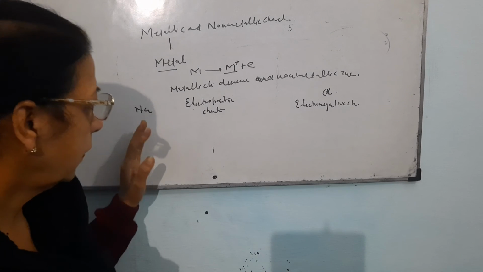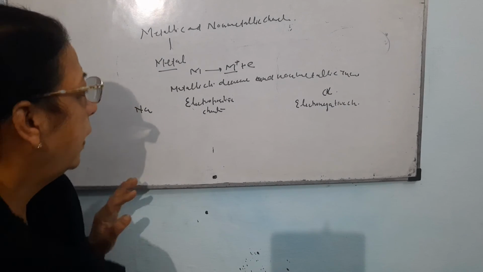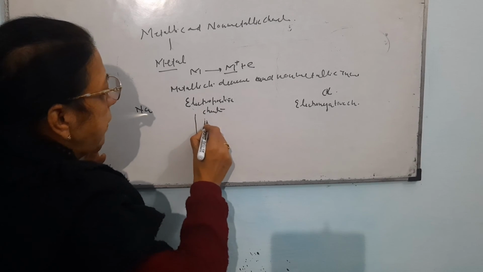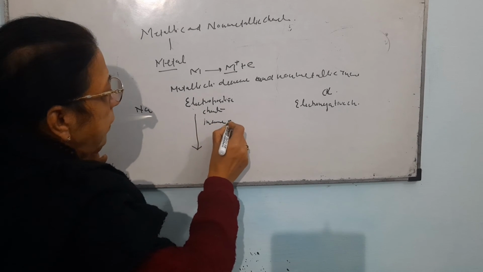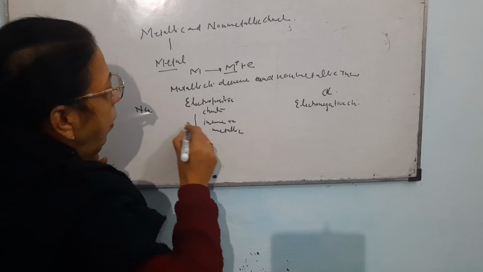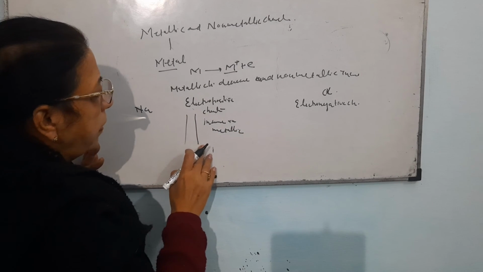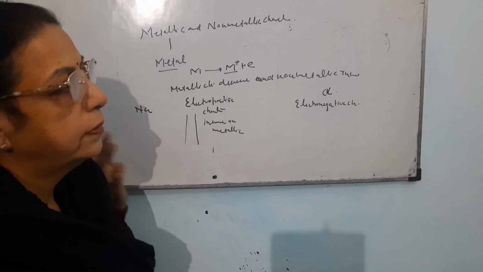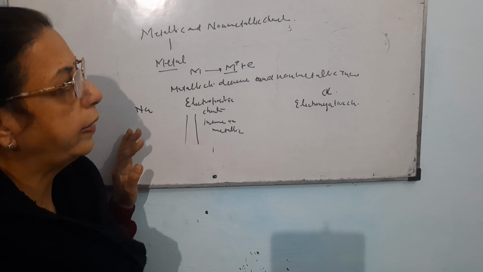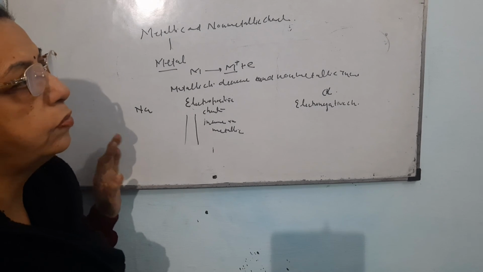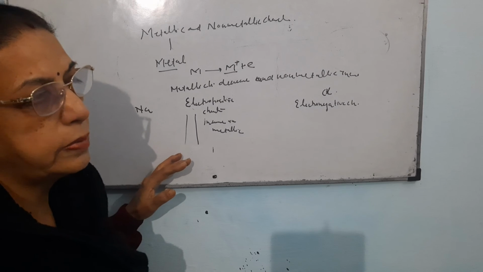Now, when we move in a group, there is an increase in metallic character. Because there is an increase in the number of shells, the nucleus is penetrated inside. There is a decrease in the force of attraction, and it will be much easier to take out the outermost electron.